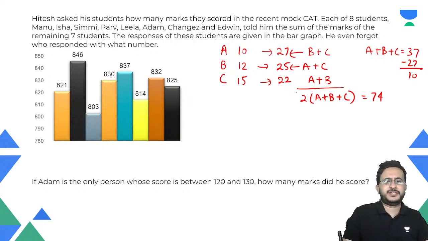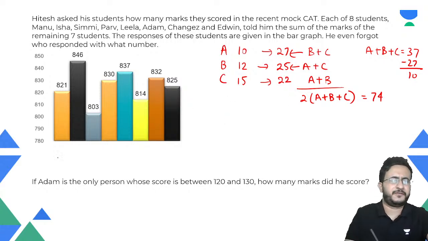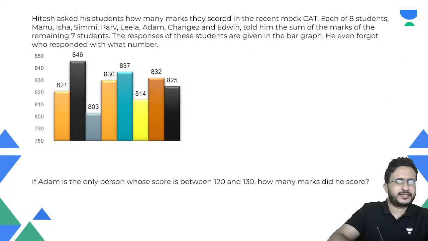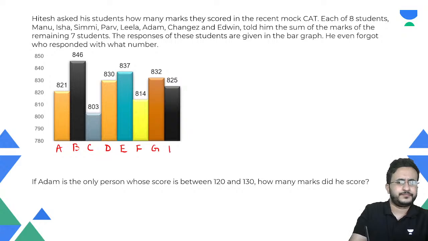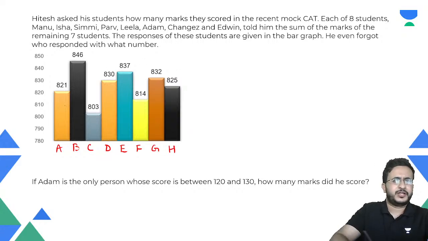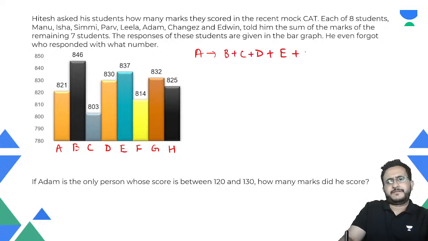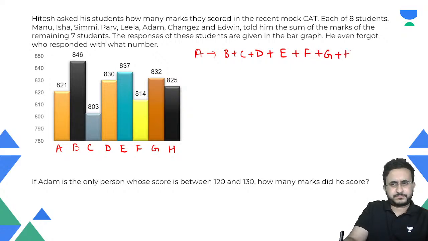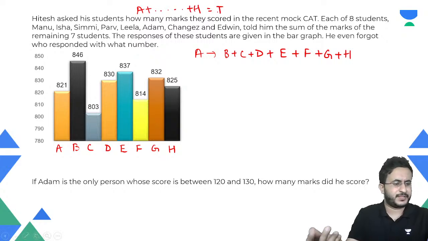So this was a short example. If you have understood this small example, you can relate to the larger one. These are the people, A B C D, नाम ले लेते हैं. 8 लोग हैं, A B C D E F G H. Now when you ask A, he will tell the answer as B plus C plus D plus E F G H. Now let us say A plus B and so on up to H is equal to T. That is the total marks.